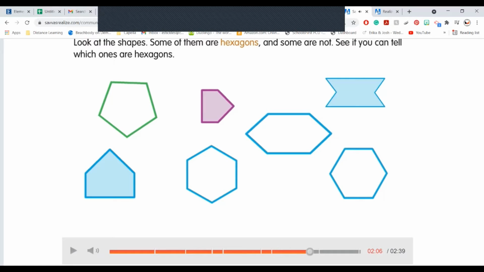So remember, a hexagon has six sides in it. I always think of the X in hex as the X that's in six, and that's what helps me remember that it's six sides for a hexagon. So I'm looking for shapes that have six sides and six vertices or corners. See how many you can find. I'm counting. Let's see. Okay. I think I counted four. Let's see if we're right.